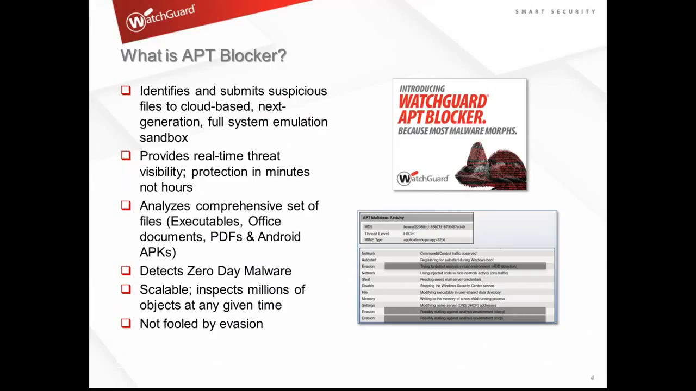Now, what is APT Blocker? Again, that's from Lastline out of California, and there are a couple of key things here. It's going to identify and submit suspicious files to cloud-based next-gen full system emulation. What does that really mean? We'll get into that, showing you in a few minutes. It's going to provide real-time threat visibility, with protection in minutes and not hours. We're going to analyze a comprehensive set of files: executables, Office documents, PDFs, and Android APKs.